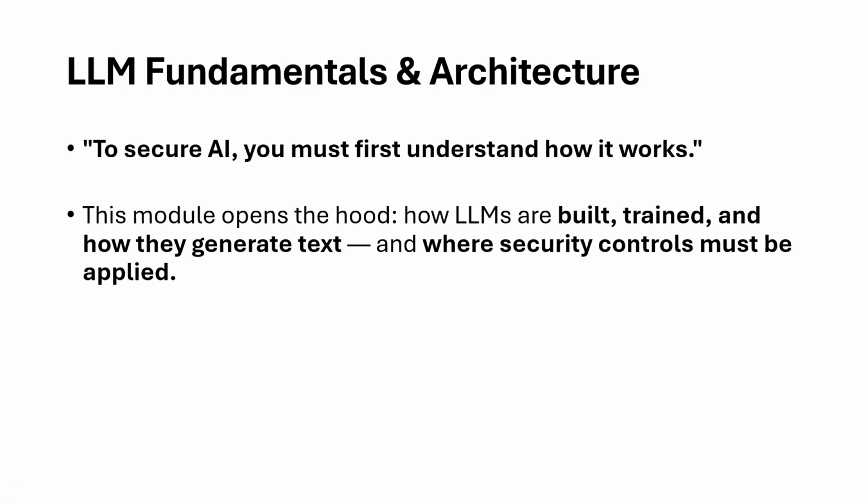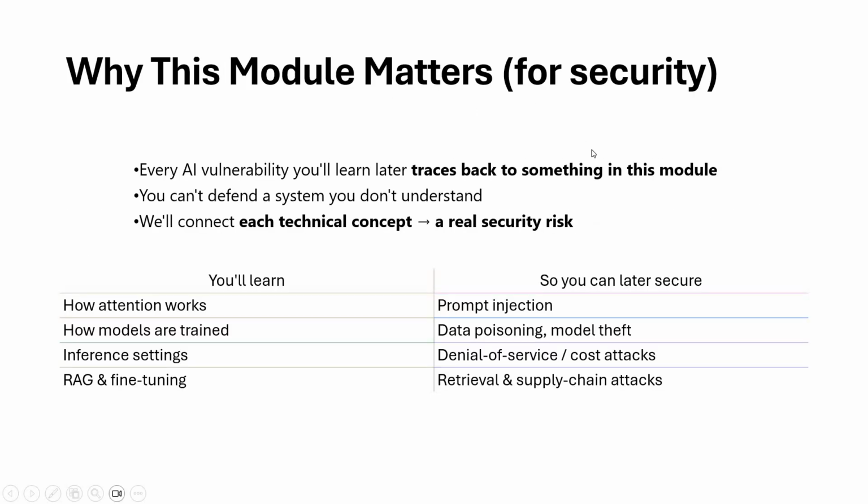How do they get built? How do they get trained, how do they generate the text, and where must security controls be applied? What are the avenues of applying the security control? Why this module matters is that every AI vulnerability you will learn later will trace back to something we are going to cover in this module. You can't defend a system you don't understand.